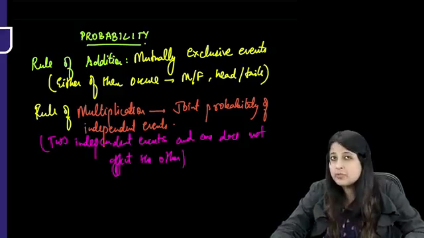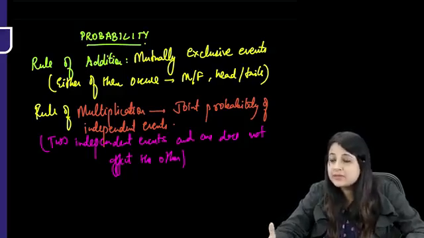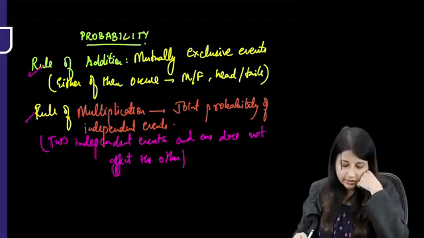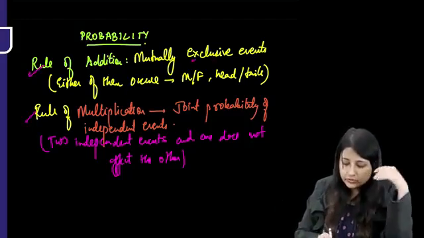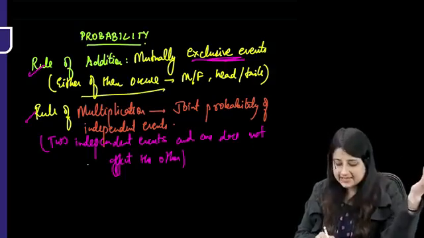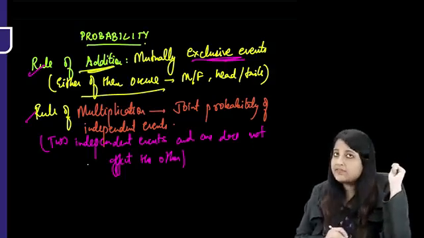There's a concept of probability, guys. Probability means what are the chances? What are the chances if I flip a coin? What are the chances of me getting heads or tails? In the main videos also you've seen, we use the rule of addition if they are mutually exclusive events, meaning either one occurs, like either a male or a female, either head or tail will come. So we use the rule of addition.